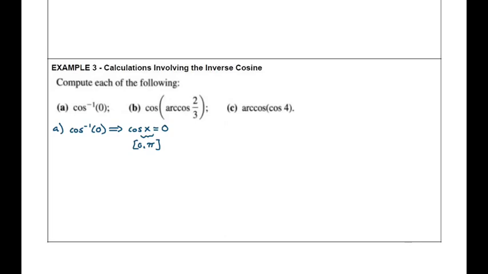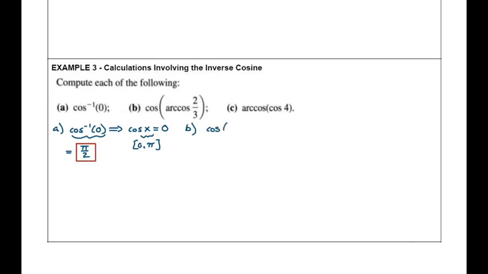But cosine inverse of 0 is essentially asking what angle between 0 and pi, because that's our restriction for cosine inverse, makes this true? The only angle in the interval 0 to pi where cosine is 0 is pi over 2. Now there are other angles like 3 pi over 2, 5 pi over 2, 7 pi over 2 where cosine is 0, but I'm only restricting my answers to the interval 0 to pi because that's where cosine inverse is defined. That's the potential output for cosine inverse.